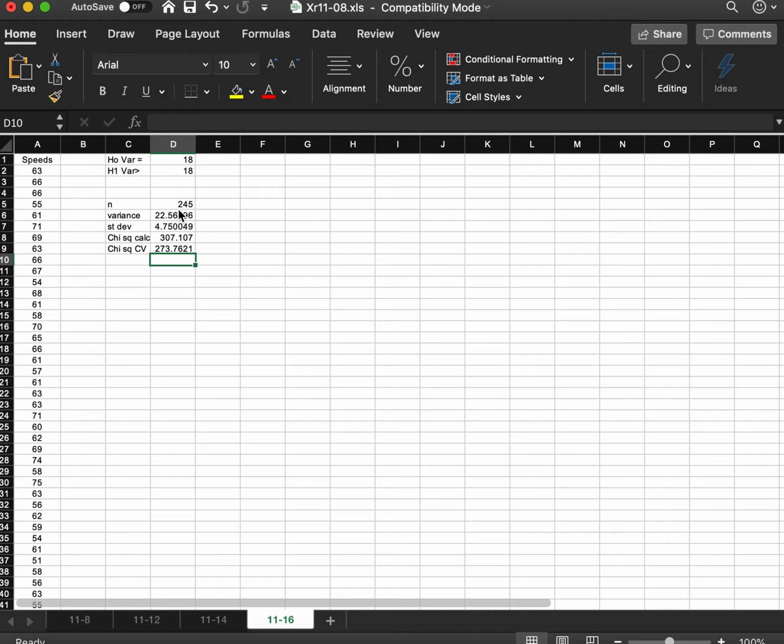Now what we're going to do is compare our critical value to our chi-squared value. So 273 is our critical value. It's a right tail test. Anything to the right hand side of this is our rejection region. So you should know that 307 is much greater than 273. So in this case, we are going to reject our null hypothesis and conclude that our variance is greater than 18. So again, the whole goal here is to reject or fail to reject our null or alternative hypothesis.